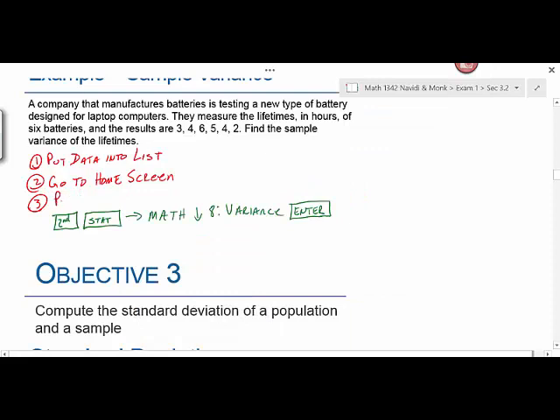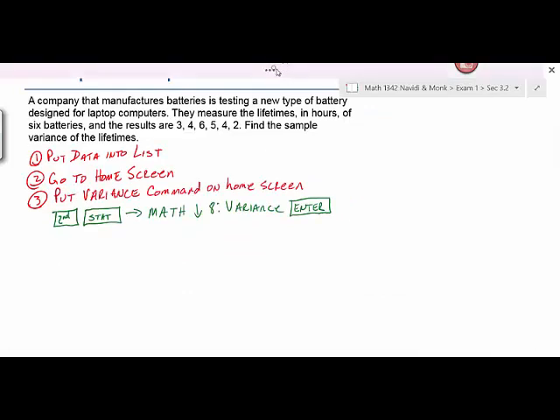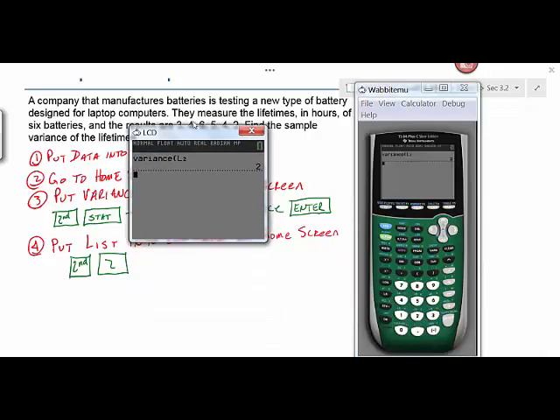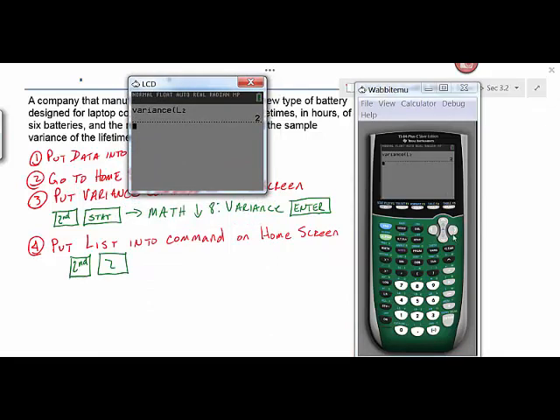We need to put the variance command on the home screen. Once we do that, we need to tell the calculator what list to use. We put the list into the home screen by hitting second and then the number that corresponds to the list. For this example, I have my data in list 2, so I'm going to hit second 2. I want to go through this one more time now that you have these steps written down.